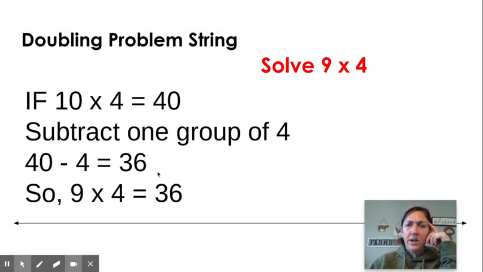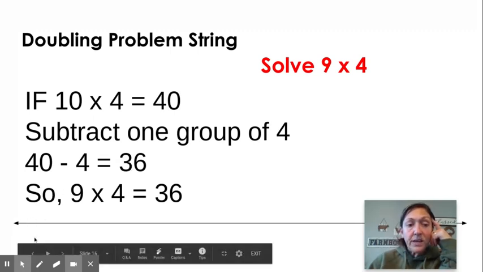What about 9 times 4? You could think to yourself, if 10 times 4 is 40, I need one less group of 4. I can subtract one group of 4, which would be 40 minus 4, which is 36. So I don't have to start all over on my timeline or my number line.